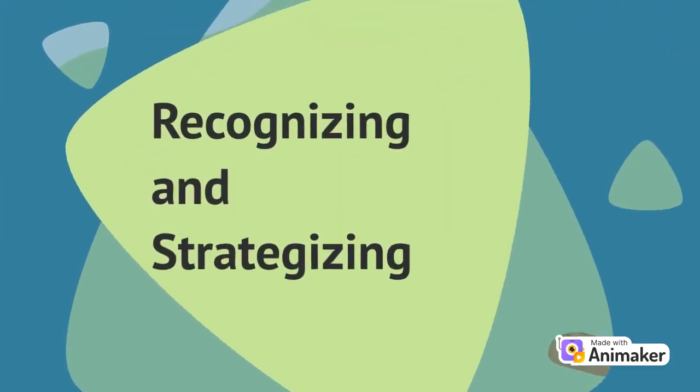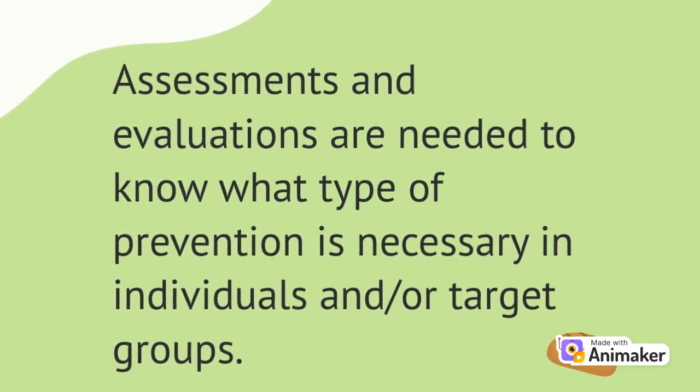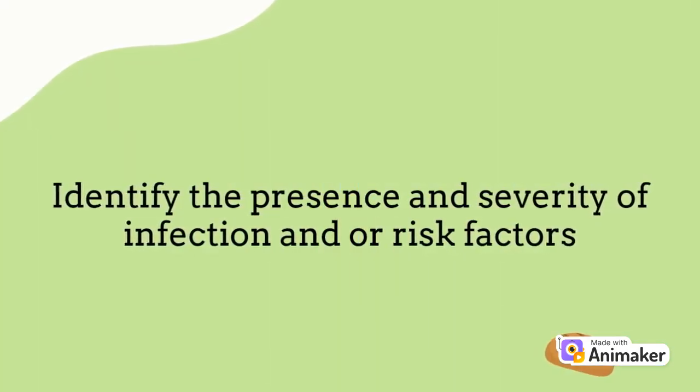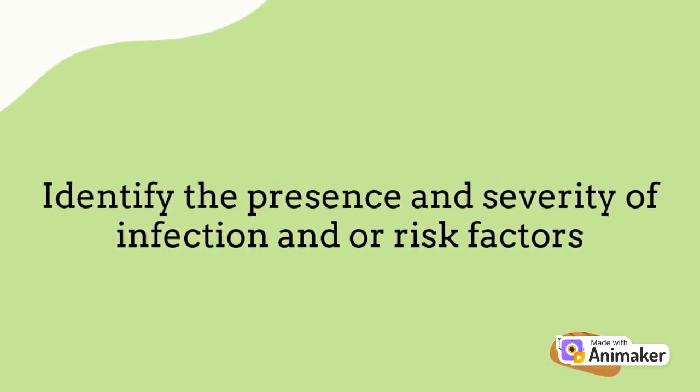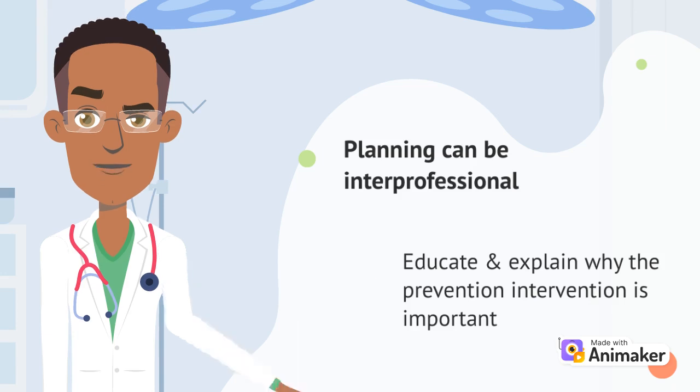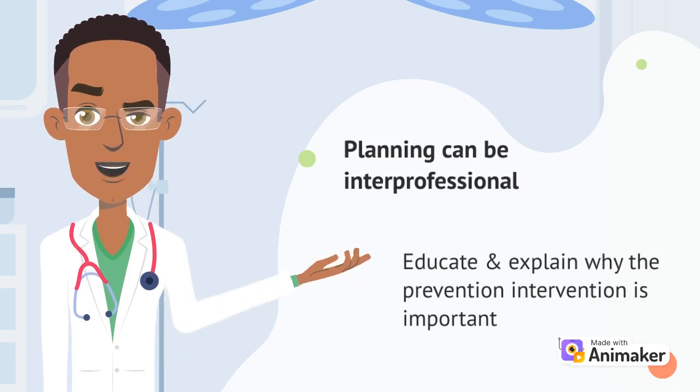Recognizing and strategizing for interventions. Assessments and evaluations are needed to know what type of prevention is necessary in individuals and/or target groups. These assessments, indices, and tools identify the presence and severity of infection and/or risk factors for infection. Planning can be interprofessional, including the patient's primary care physician and other specialists, to create a well-rounded, individualized care plan. Educate and explain why the prevention intervention is important.